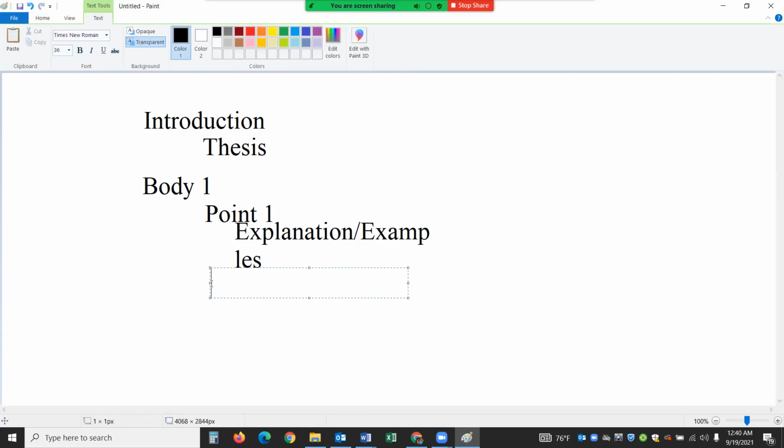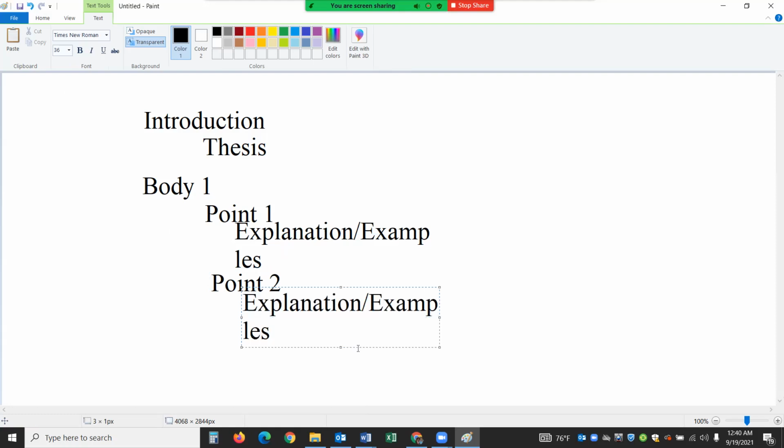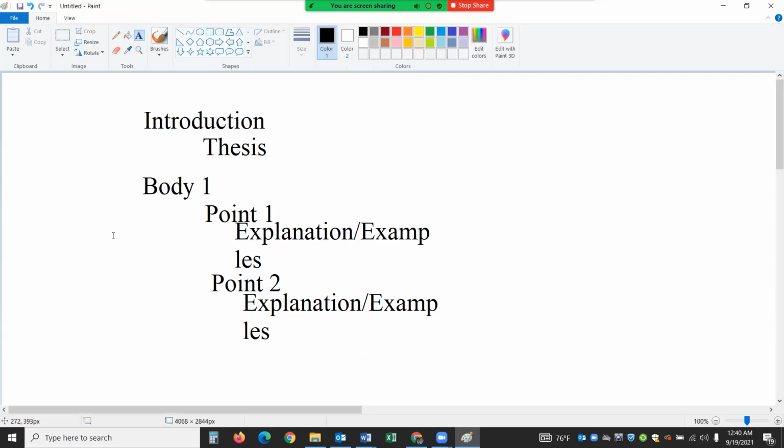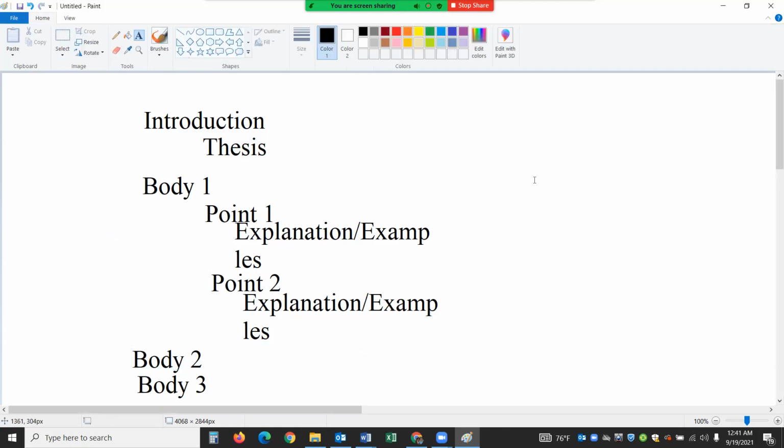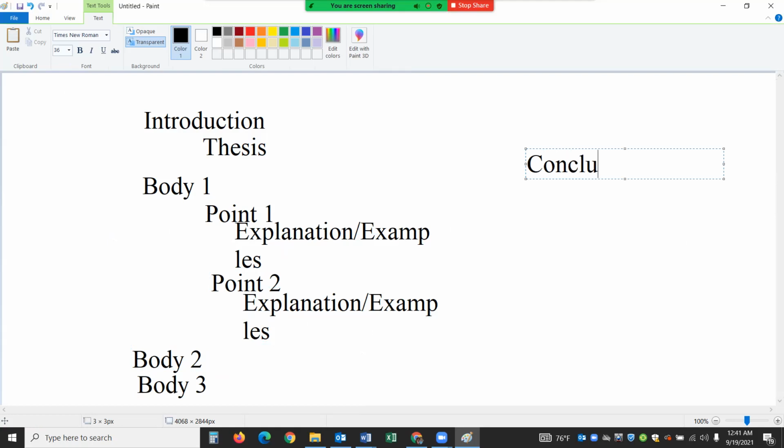And then point 2 with explanation. We'll just have it both look wonky. And then body 3 and body 4, body 2 and 3 that repeat. So in every body paragraph, you have at least 2 points and some explanation or examples of those points. And that's a really great way to go. And then at the very end, you have a conclusion.